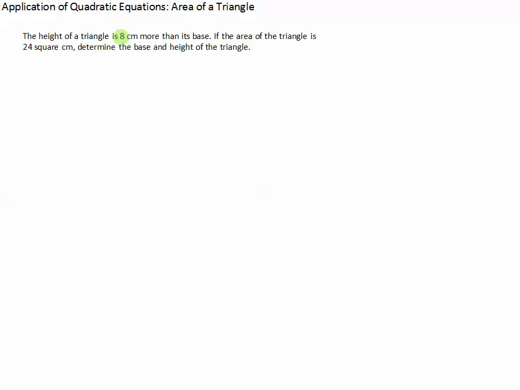Alright, but first of all, let me remind you the area of a triangle. How do you calculate it? The area of a triangle is 1/2 times the base times the height. It's similar to the area of a rectangle, which is base times height, but it's half of a rectangle, so you have to multiply by half. Okay, so take account of that.